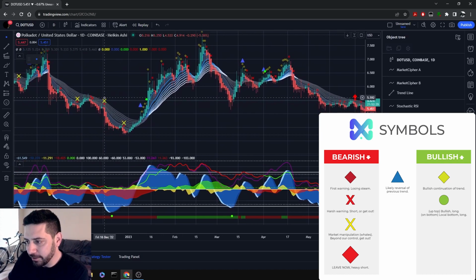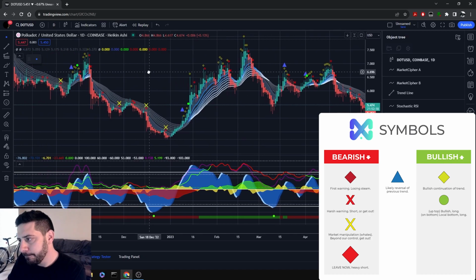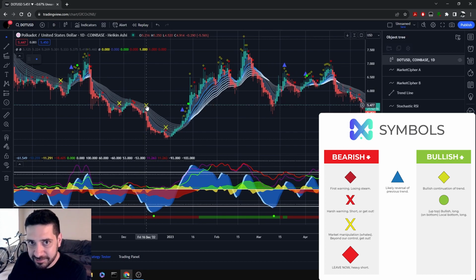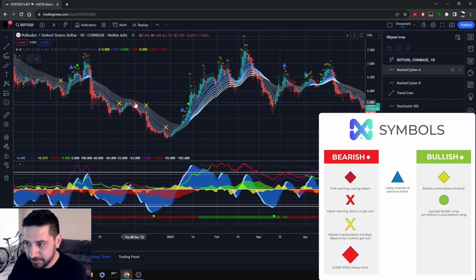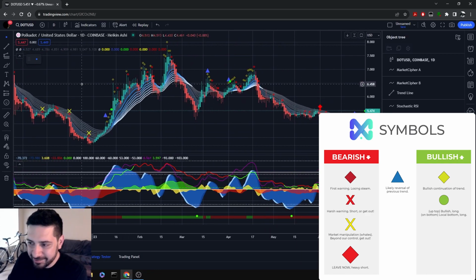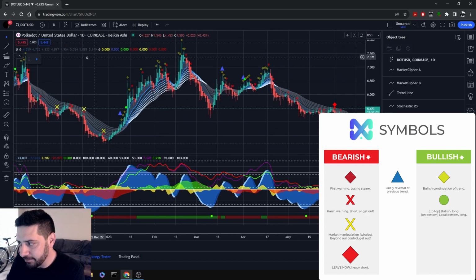Oh, last symbol here. If you see a yellow X, that means there's some funny business going on. There's some market manipulation from big whales or institutions. It's beyond our control, so it's best to just step aside or assume bearish movement. Okay? So I don't recommend trading into a yellow X. Don't do that. Or just assume it's going down. You can definitely short a red X or a blood diamond, okay? But a yellow X, I don't really know what's going to happen, so I wouldn't make a move on that. That's Market Cipher A, the top part.